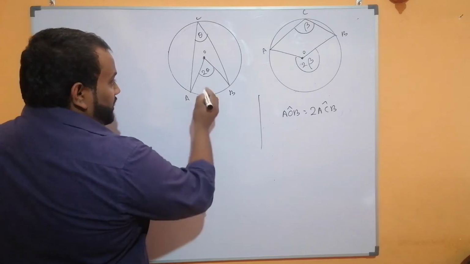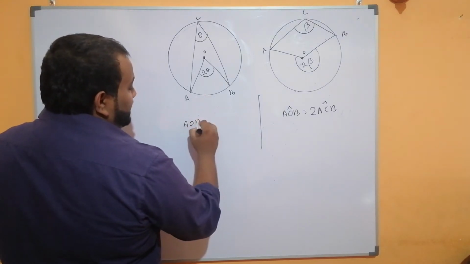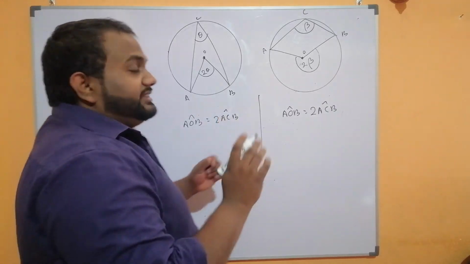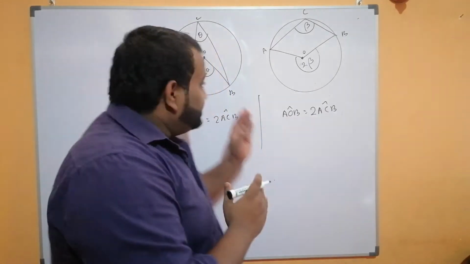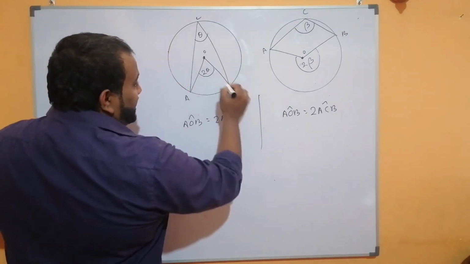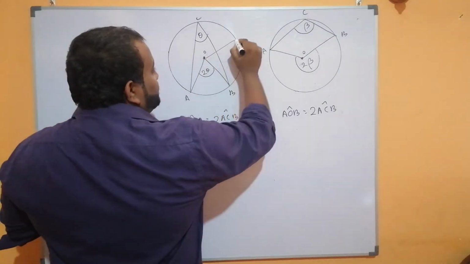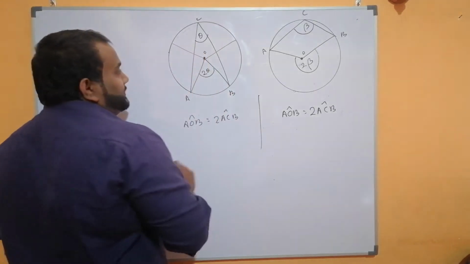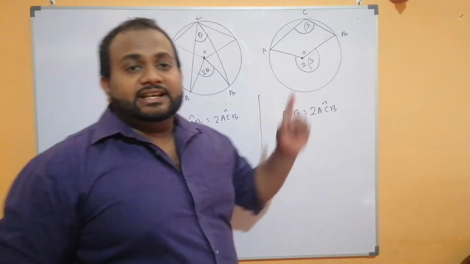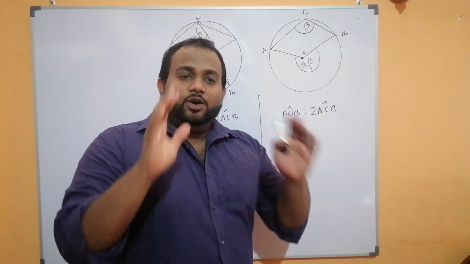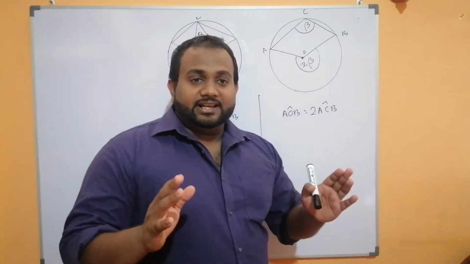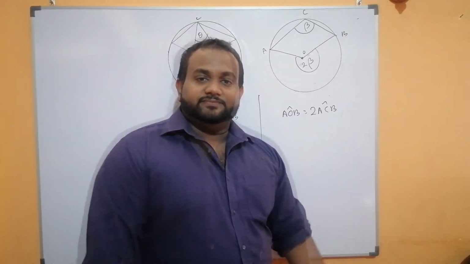Just like in here, what is it? Angle AOB is twice the angle ACB. The only difference between these two diagrams is that these two radii have just moved themselves up and it is connected at C. Those are the only differences between these two, but the theorem stays the same.